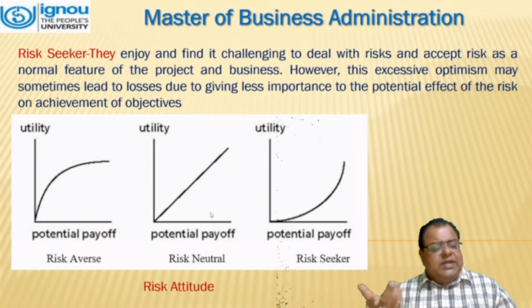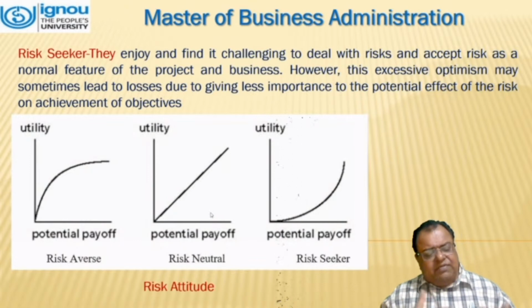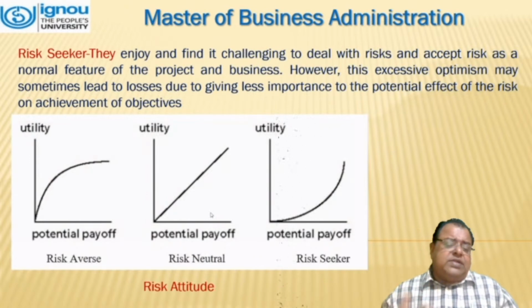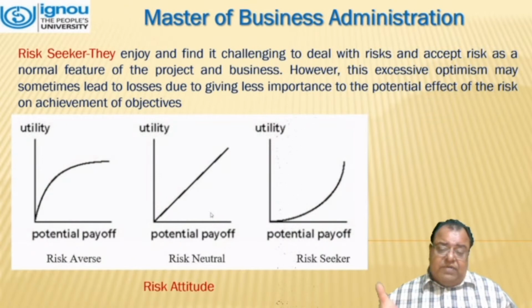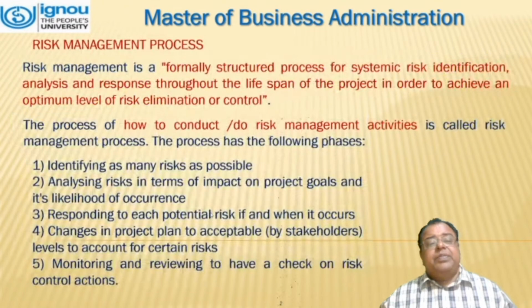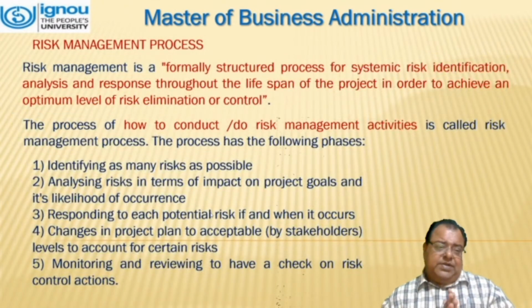Now, graphically, we can see there are three graphs. The first one shows the risk averse. It is a graph in terms of potential payoff and utility. It is a graph which is moving up and then it is taking a cut. As far as risk neutral is concerned, it is an equally inclined line between utility and potential payoff. And in the third one, which is the risk seeker, they normally take the risk, so that means it is moving upwards.